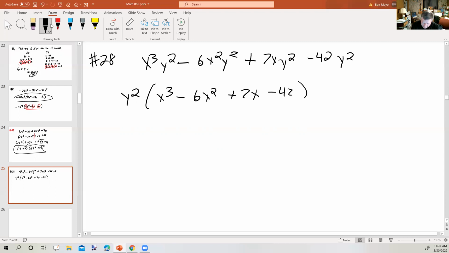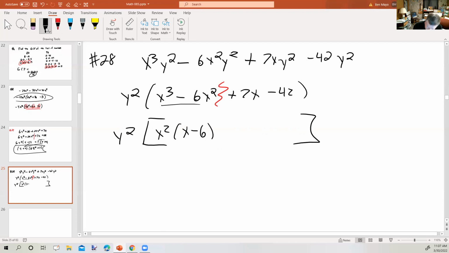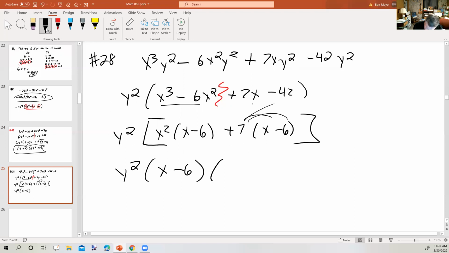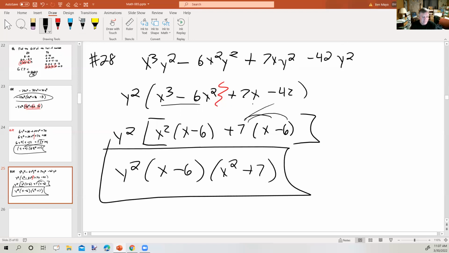Which gives me that. Okay. So now I'm going to go inside the parentheses and use factoring by grouping. The greatest common factor of the first two terms is x squared, and I have an x minus 6 left over. So over here, I have to have an x minus 6 if it's going to work, and a plus 7 outside. So there's my 7x minus 42. So now I have y squared times x minus 6 times x squared plus 7. Any questions on that one?